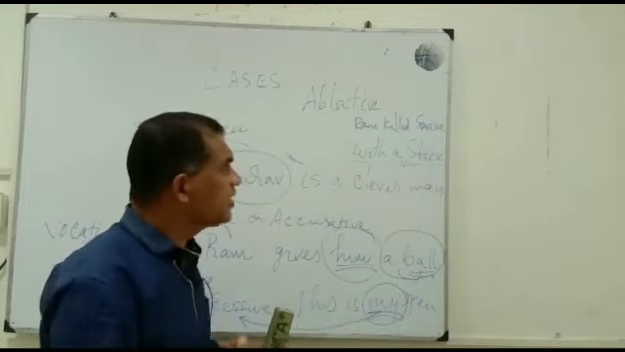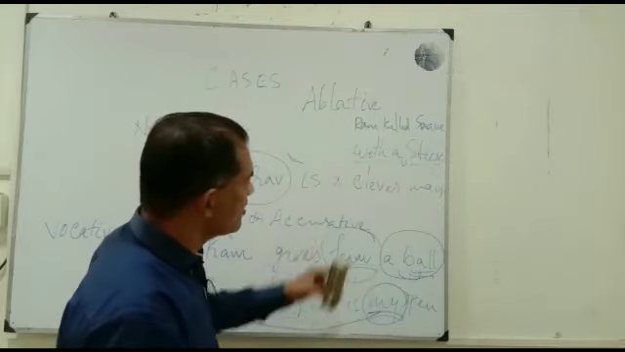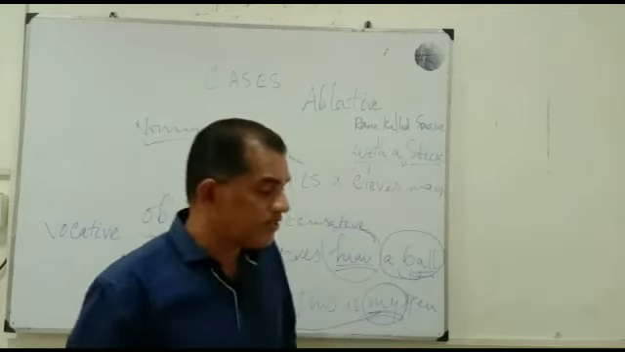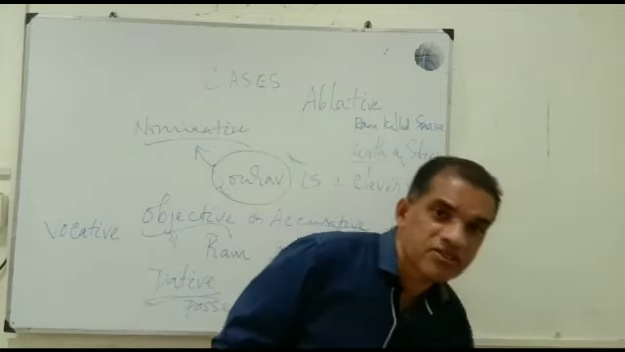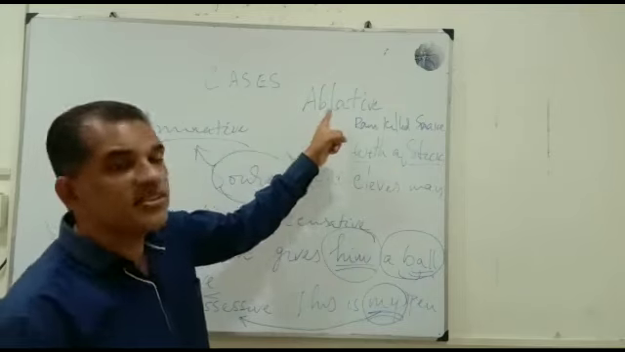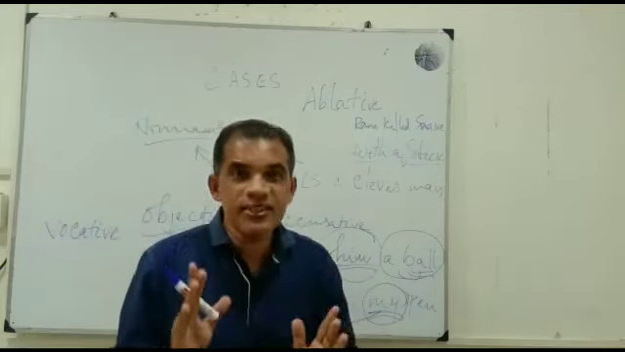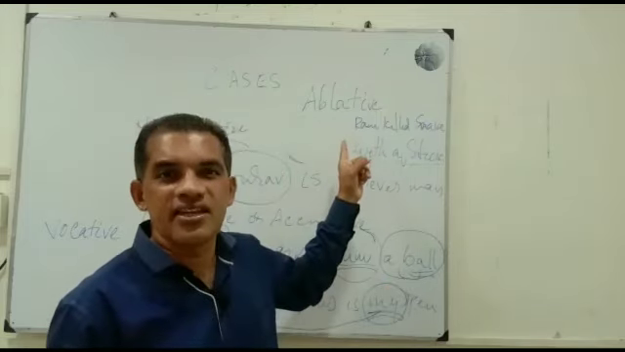With what did Ram kill the snake? With a stick. So, Ram killed a snake with a stick. That is to indicate or to express the instrumentality. So, this is in Latin language called as the ablative case. So, we have 5 cases plus this case, ablative case.